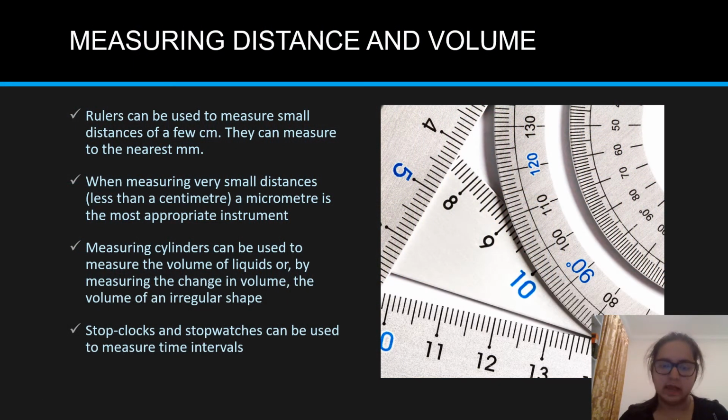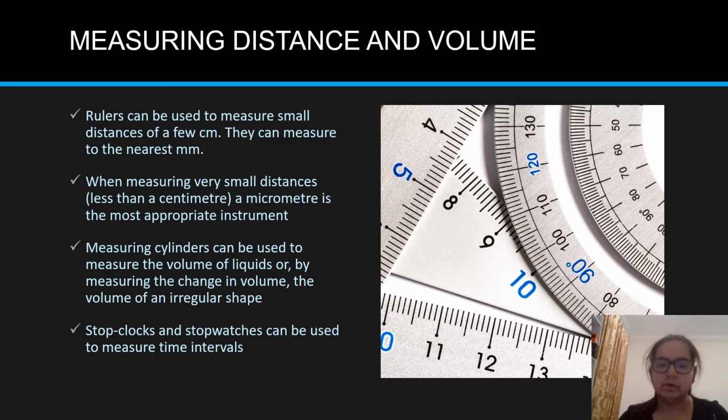Measuring distance and volume. Rulers are used to measure small distances of a few centimeters, and they can also measure to the nearest millimeter. When measuring very small distances, which are less than a millimeter, we use a micrometer, and it is the most appropriate instrument to measure such distances. This can include the thickness of a paper, which can be found out using a micrometer.